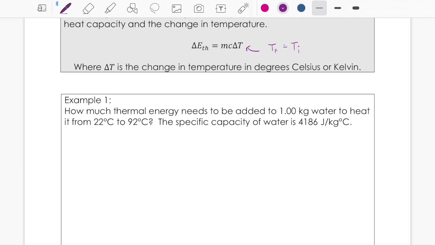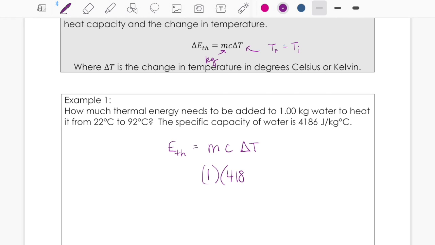For example number 1, how much thermal energy needs to be added to 1 kilogram of water to heat it from 22 degrees Celsius to 92 degrees Celsius? It tells us the specific heat capacity of water is 4,186 joules per kilogram degrees Celsius. The equation that we're using is the one above. One thing to note too, our mass needs to be in kilograms, which this one is given in kilograms.